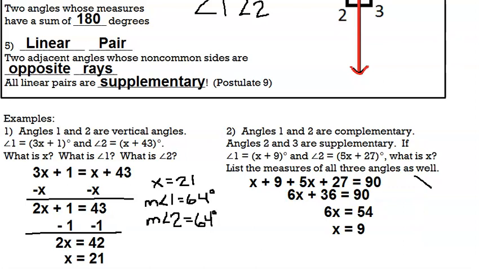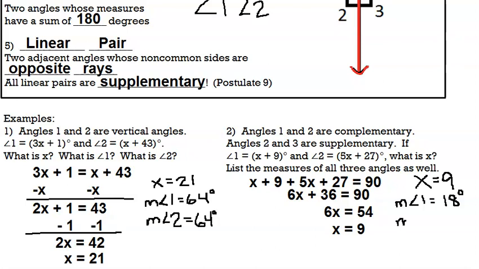Now this is where we're going to want to really be careful about plugging things in because we have a lot going on here. We actually have 3 angles going on. So the measure of angle 1 is x plus 9. So we know that x is 9. 9 plus 9 is 18 degrees.